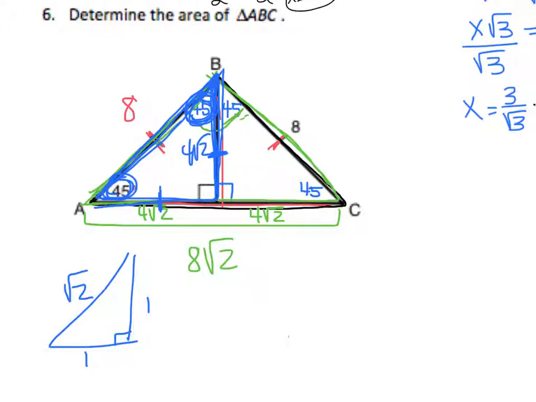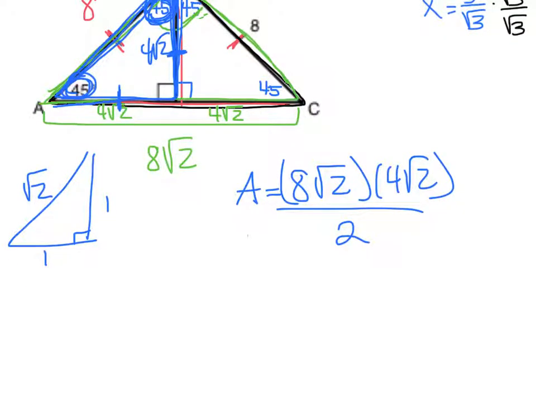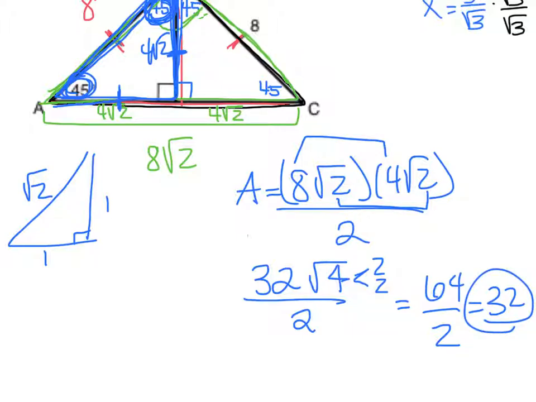So now that I have the height and I have the whole base, I can find the area of the triangle. So I'm going to take the base, 8 root 2, times the height, 4 root 2, and I'm going to divide this by 2. So 8 times 4 is 32. Square root 2 times square root 2 is square root 4. The square root of 4 is just 2, so I'll have 32 times 2, which is 64, over 2, which equals 32. So there's the area of the triangle.